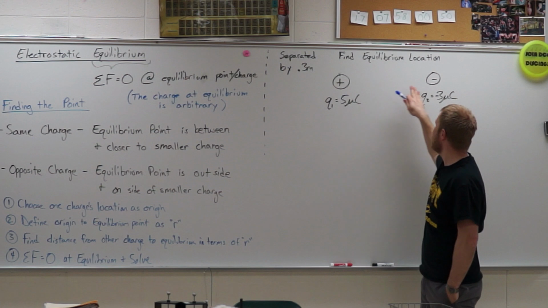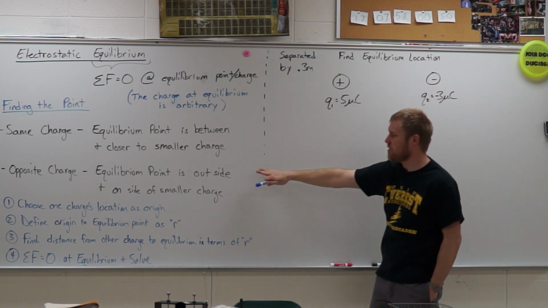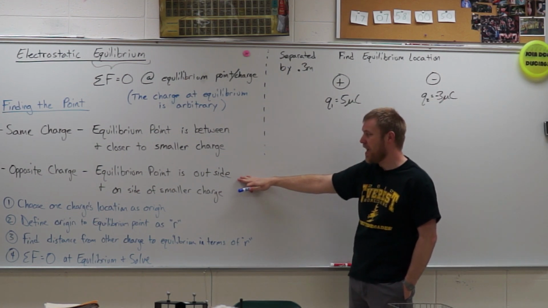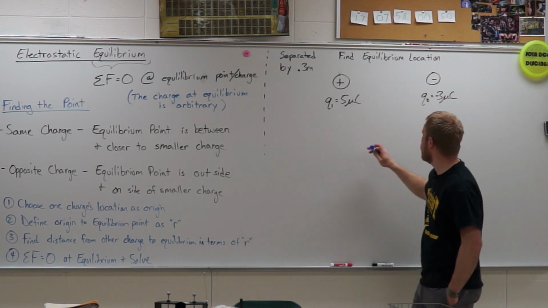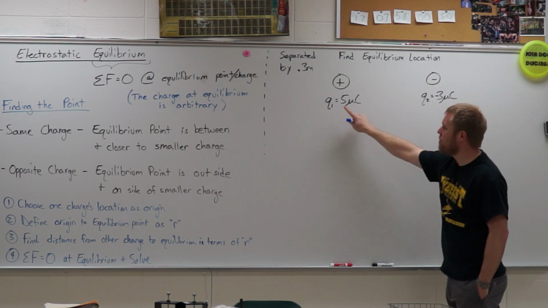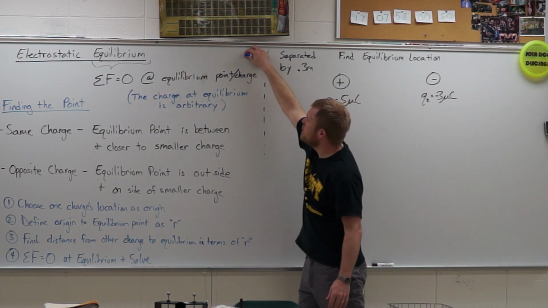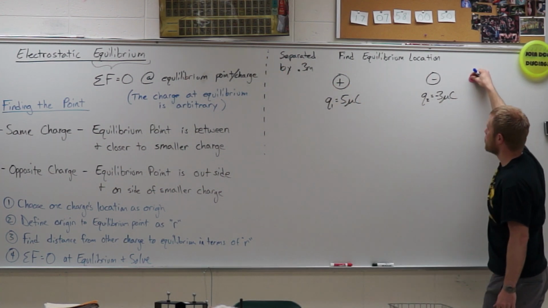So I see that they have opposite charges. That tells me my equilibrium point is outside, and it's going to be on the side of the smaller charge. So 3 is smaller than 5. So that means my equilibrium point is going to be over here.